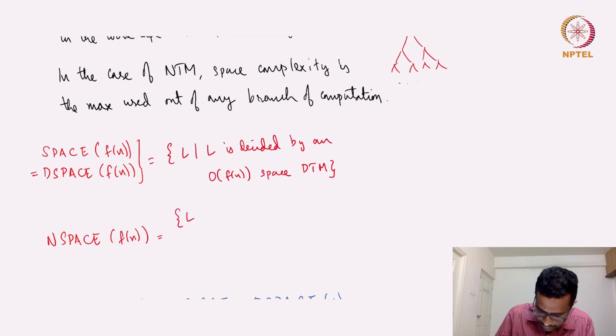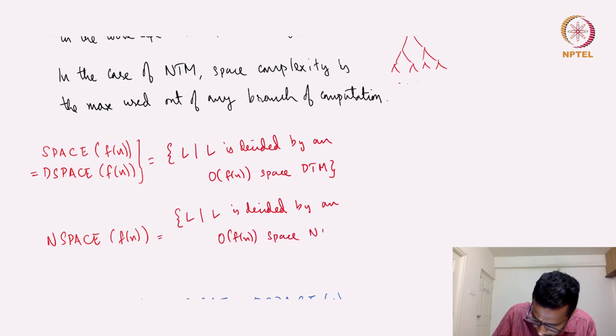And NSPACE f(n) is the same thing. It is the analog of NTIME, order f(n) space NTM. So the only thing that changes is that D changes to N. If a language can be decided by an order f(n) space NTM, then it belongs to NSPACE f(n). Otherwise, if it is decided by an order f(n) space DTM, it is in DSPACE f(n), and we will not be using the D before SPACE of f(n). Sometimes we will just drop the D and say SPACE of f(n).